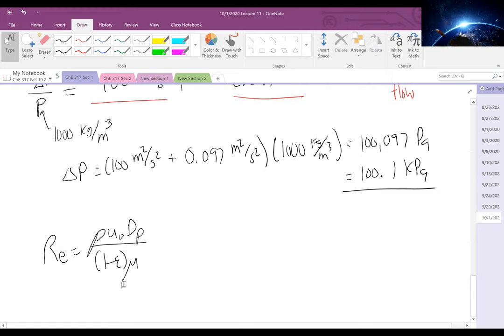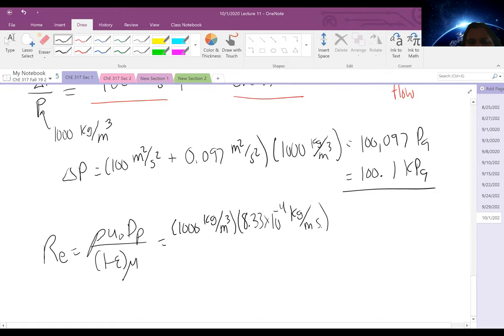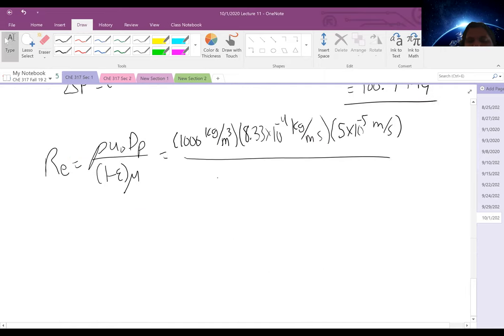Let me check my notes, make sure I'm using the right form. So that should give you 1,000 kilograms per cubic meter, times U₀, times the diameter of the particle, about 5 times 10 to the minus 5 meters, divided by 1 minus ε. What did I say? ε was 0.5, so 1 minus that is just 0.5. And viscosity 10 to the minus 3 kilograms per meter second. I apologize, I screwed this up. This is meters per second, this is meters, this is kilograms per meter second. So we do that calculation. What do we get for our Reynolds number?